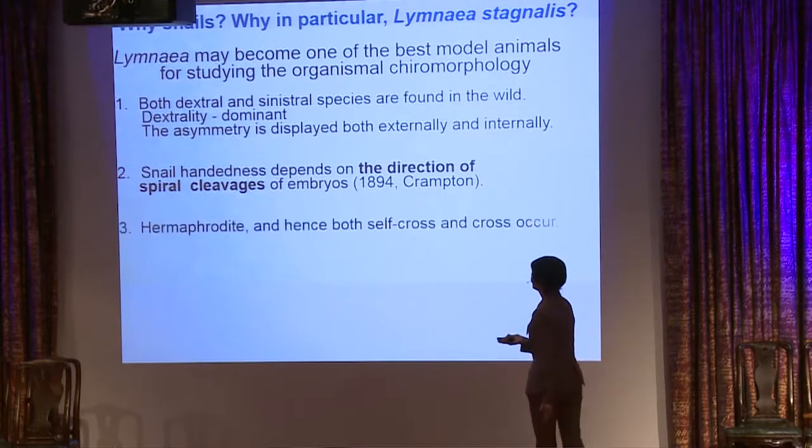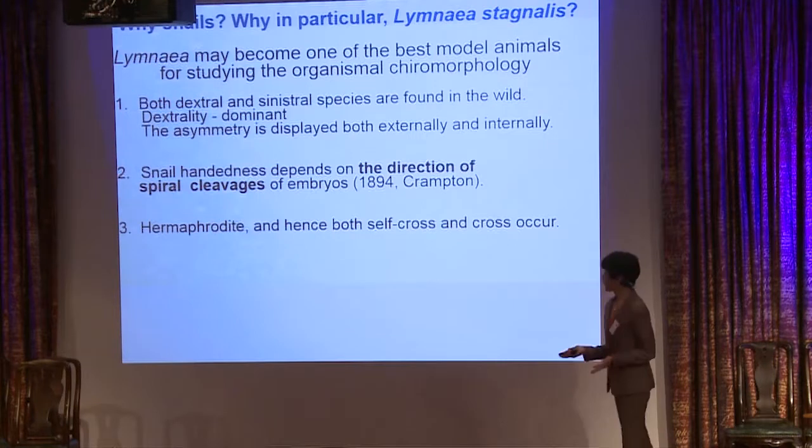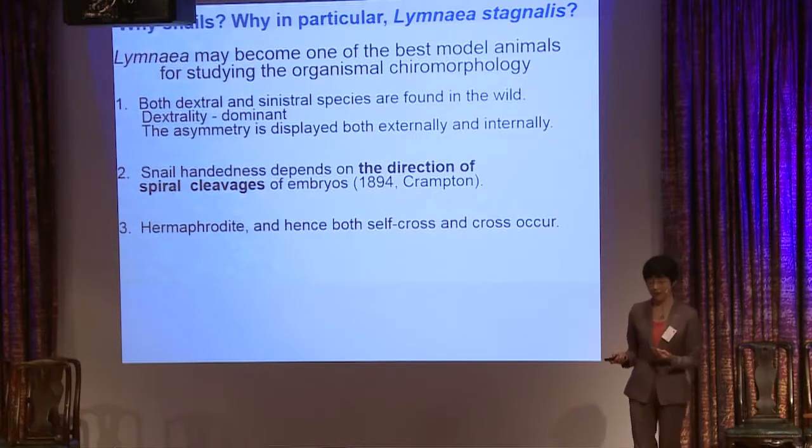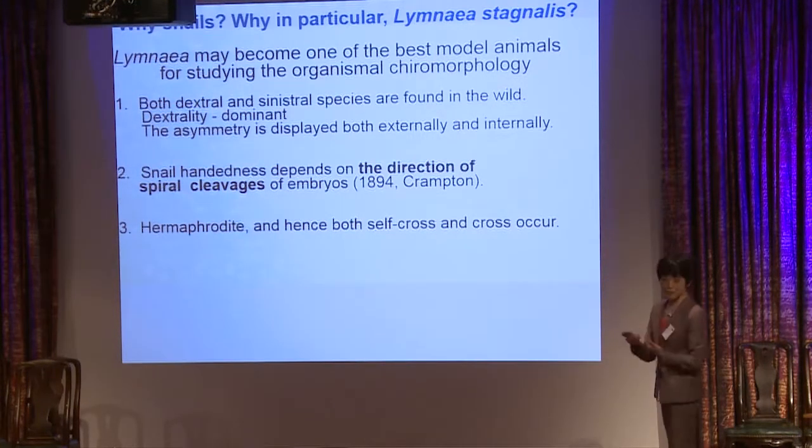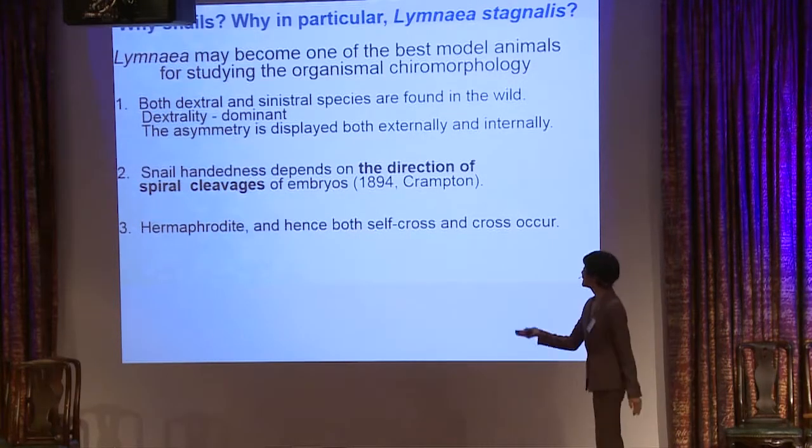It's really nice. Then it's hermaphrodite, which means it can be either father or mother. That means you can do self-crosses, and also you can mate individuals with each other. That's not easy, but you can do that.